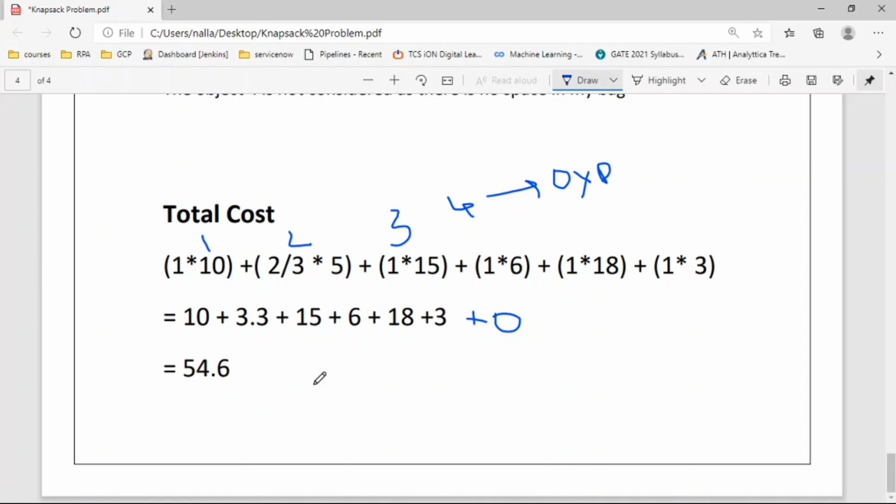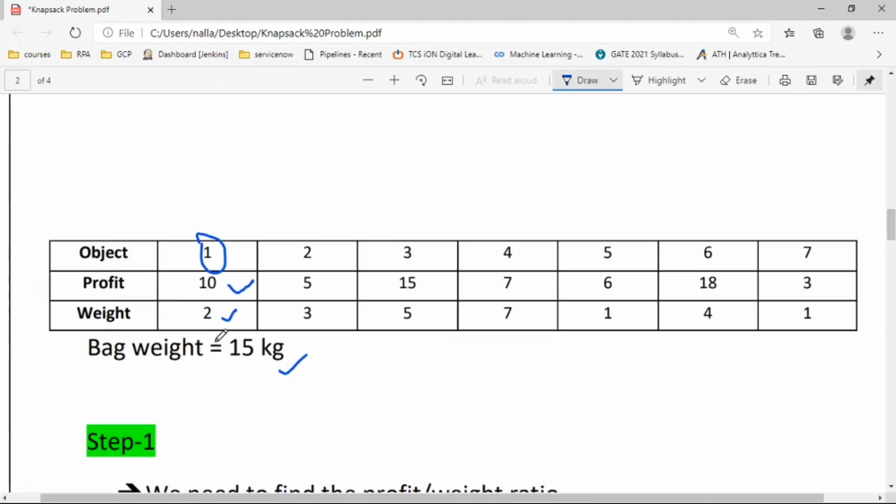So this is called a knapsack problem. I'm going to give you a brief explanation of the knapsack problem. The data provided in the question is the number of objects, the profit, the weight, and the size of the bag. What we need to do: initially, in the first step, calculate the profit by weight ratio. In the second step, sort the complete table based upon the profit by weight value. In the third step, start filling the bag until the bag weight becomes 0.